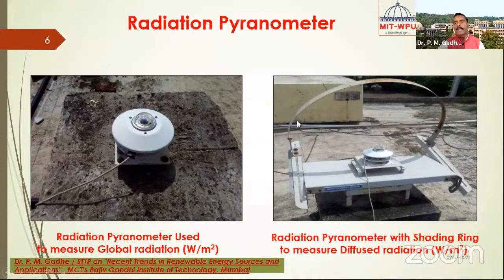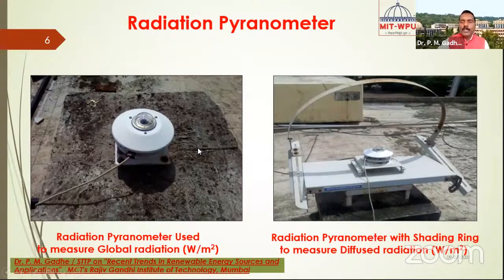So as the declination angle varies throughout the year, accordingly, you have to shift the shading ring position so that this shading ring will always cast a shadow on this pyranometer. So we'll be getting only the diffuse, that is scattered radiation, surrounding radiation will fall on this.